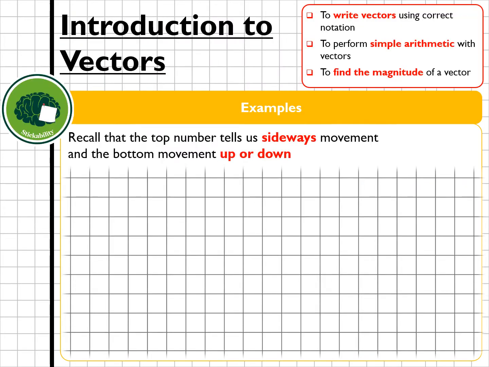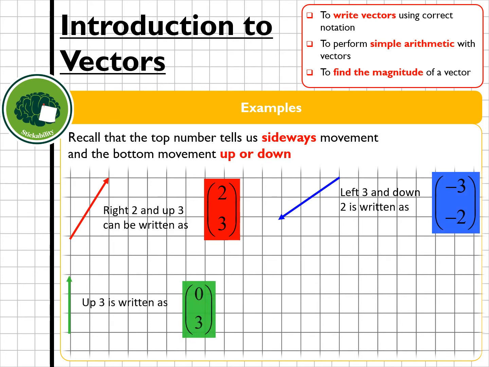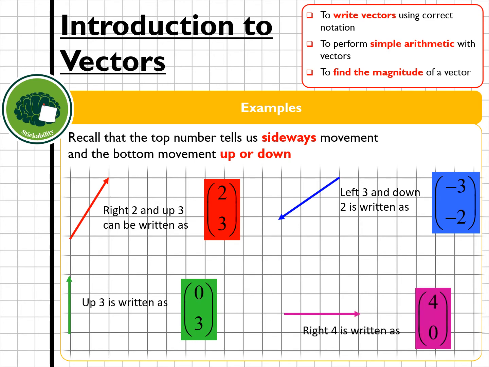Notes to write down: the top number tells us a sideways movement and the bottom number tells us if we're going up or down. So for example, this vector here is right 2 and up 3, which I'd write as (2, 3). This vector here, left 3, down 2, I'd write as (-3, -2). Up 3, I would write as (0, 3). And right 4, I'd write as (4, 0).